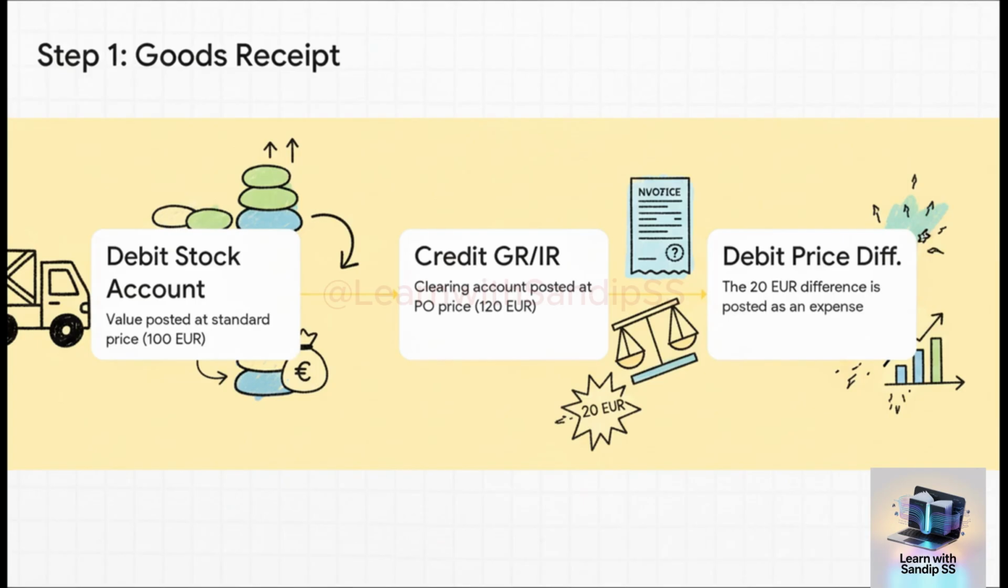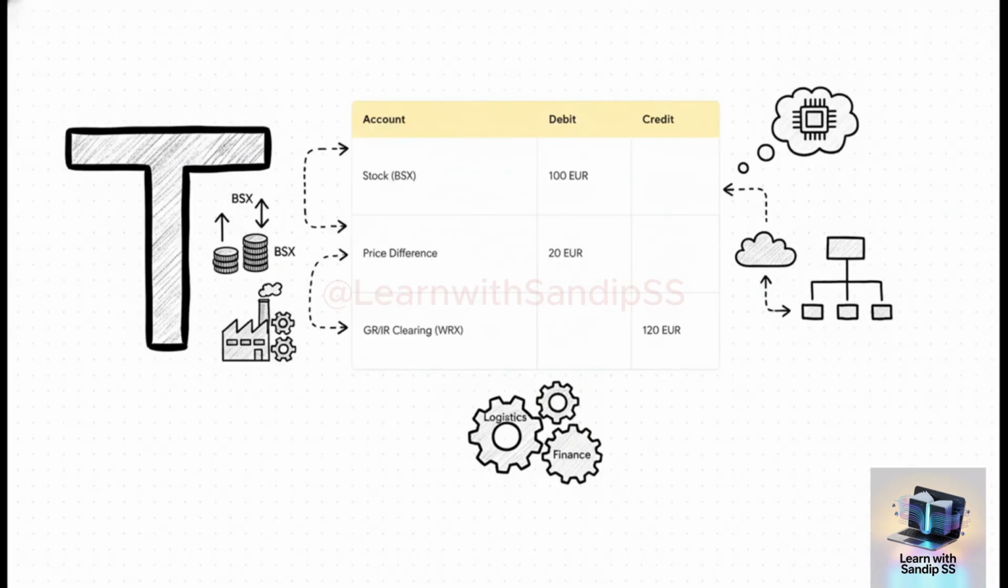That's 100 euros. Second, a special clearing account called GR/IR is credited for what we expect the invoice to be, which is 120 euros. So what about that 20 euro gap? Well, the system automatically posts it as an expense to a price difference account, just like that. And this just perfectly illustrates the accounting entry.